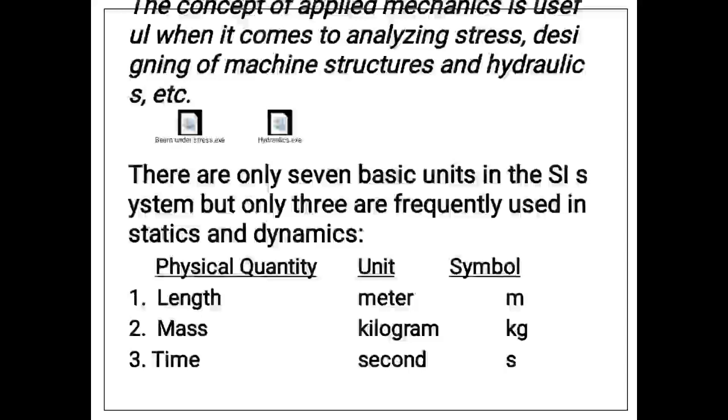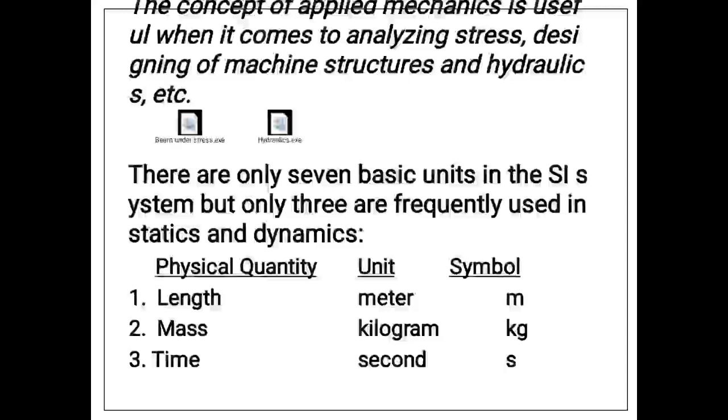And the second one is we will see the basic units and dimensions used in engineering mechanics. There are only 7 basic units in SI units, and only 3 are frequently used. Frequently used means we will mostly use them for our calculation purposes. The physical quantities that are mostly used are, first, length, second, mass, and third, time. The unit for length is meter. Length we will calculate as distance.